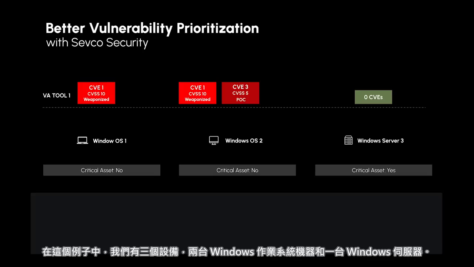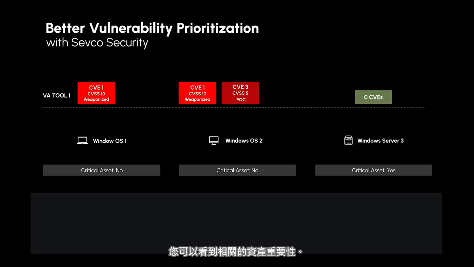In this example, we have 3 devices, 2 Windows OS machines, and 1 Windows server. You can see the associated asset criticalities and the vulnerabilities that have been pulled in from those machines via a vulnerability assessment tool. There are 2 unique CVEs, CVE1 and CVE3. And if I was going to ask a vulnerability analyst to go and prioritize this, it's fairly straightforward. You'd probably patch CVE1 off cycle.